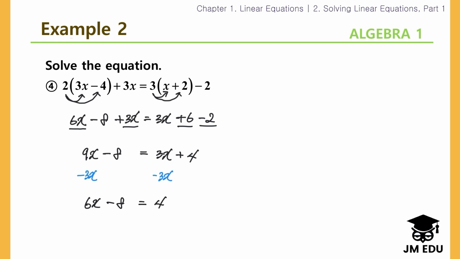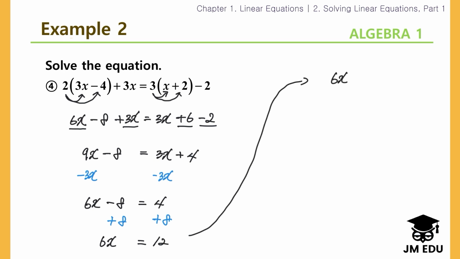Now we're going to add 8 each side, plus 8, plus 8. So we have 6x is equal to 4 plus 8, 12. So 6x is equal to 12. The next step is we're going to have to divide each side by 6. So the solution x is equal to 12 divided by 6, that's 2.